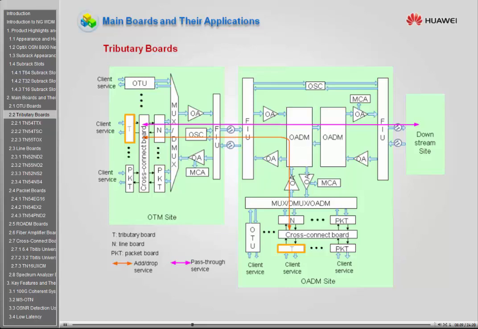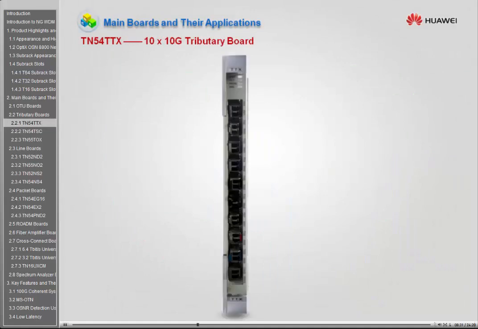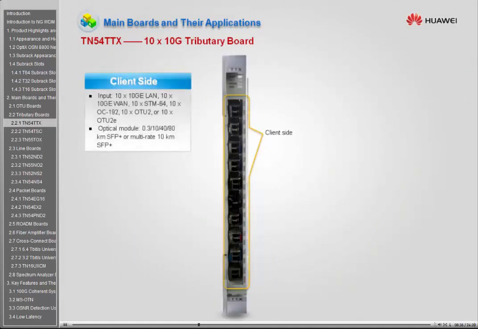The tributary boards newly added in V100R007 include TN54TTX, TN54TSC, and TN55TOX. The following will describe each of the 3 boards. First, let's look at the TN54TTX board, which is a 10-port 10G tributary board.